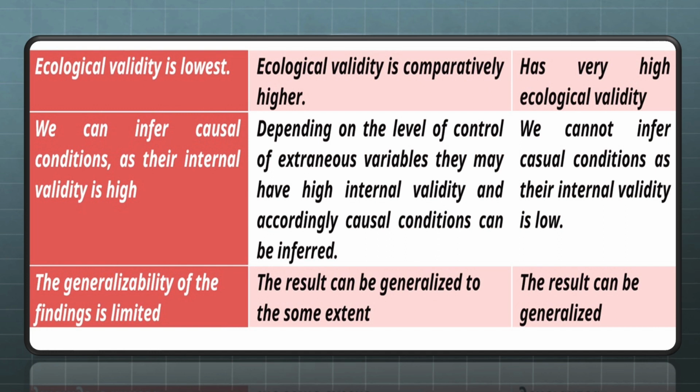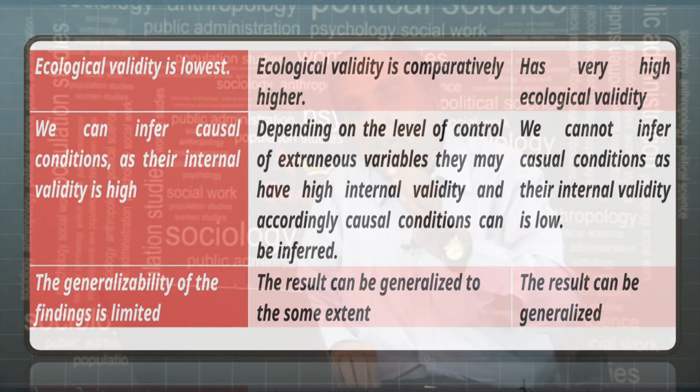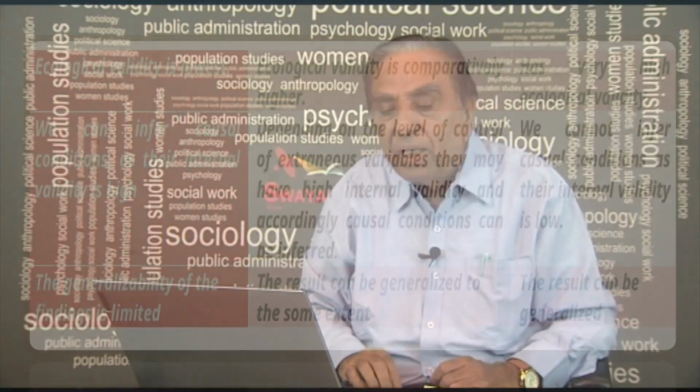Whereas in the field experiment, ecological validity is comparatively higher in comparison to the laboratory experiment, because here you can be in the field, whereas the field study has very high ecological validity. Now, the ecological validity of the field study is maximum, very high, because that is done purely and solely in the natural setting, in natural behavior. So, ecological validity and generalizability are high.